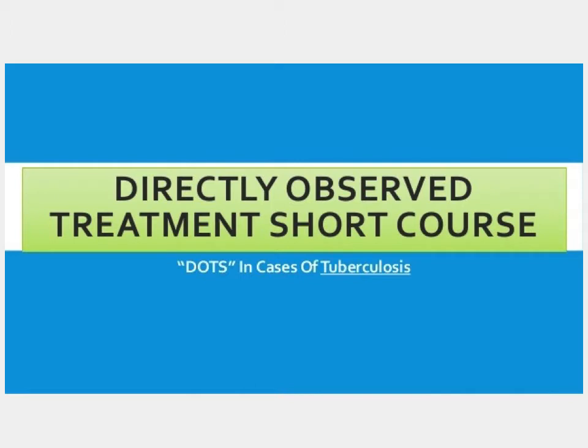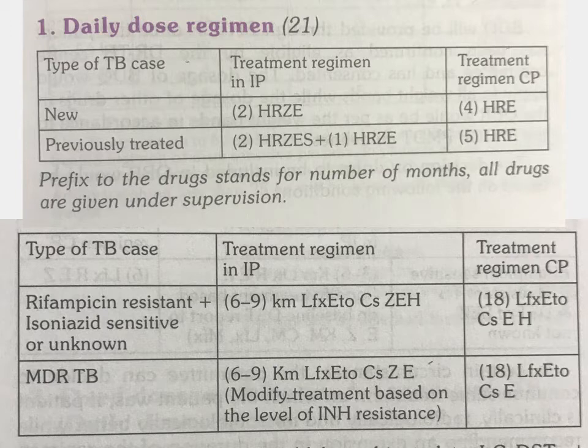In the program, alternate day treatment is used, and the cases are divided into two types of categories: category 1 and category 2. And I will be showing you the different categories as well. As far as the recommended drug regimen is concerned, first of all, we have this daily dose regimen, and you can see in these tables, these are self-explanatory, so I won't be discussing everything in detail.